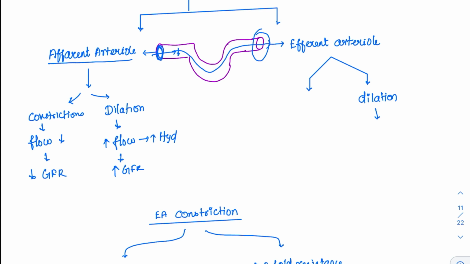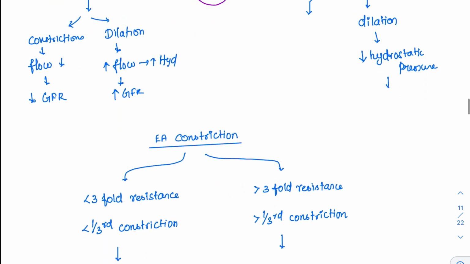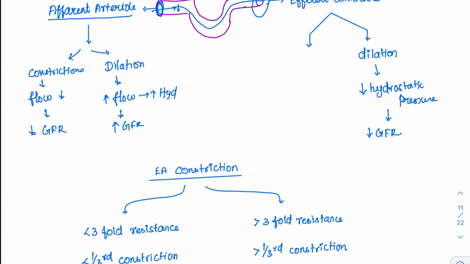So what will happen? There will be a decrease in hydrostatic pressure. And all of us know that hydrostatic pressure is the one which is causing the net filtration pressure. Whenever there is a decrease in hydrostatic pressure due to the dilation of the efferent arteriole, there will be a decrease in GFR. So it's very simple to remember. Dilation of the efferent arteriole is going to decrease the GFR.